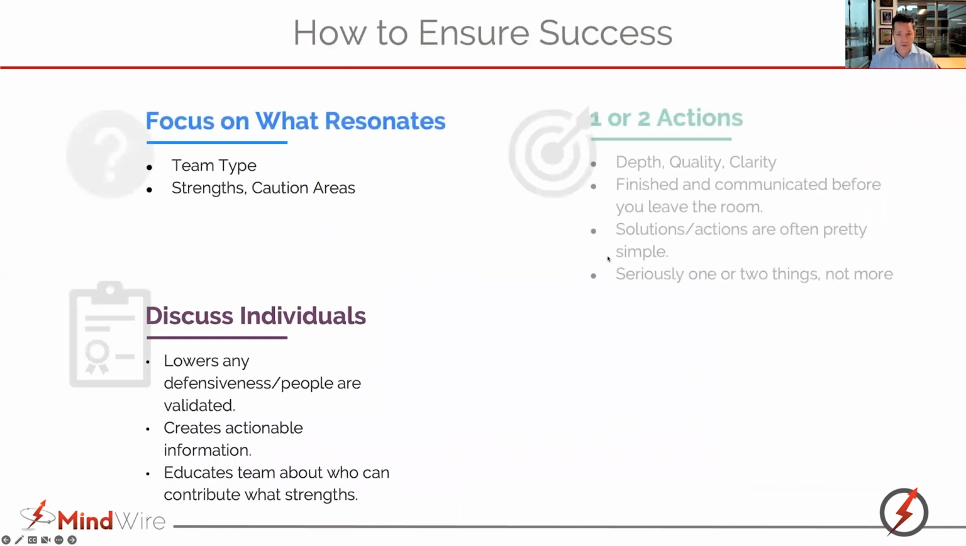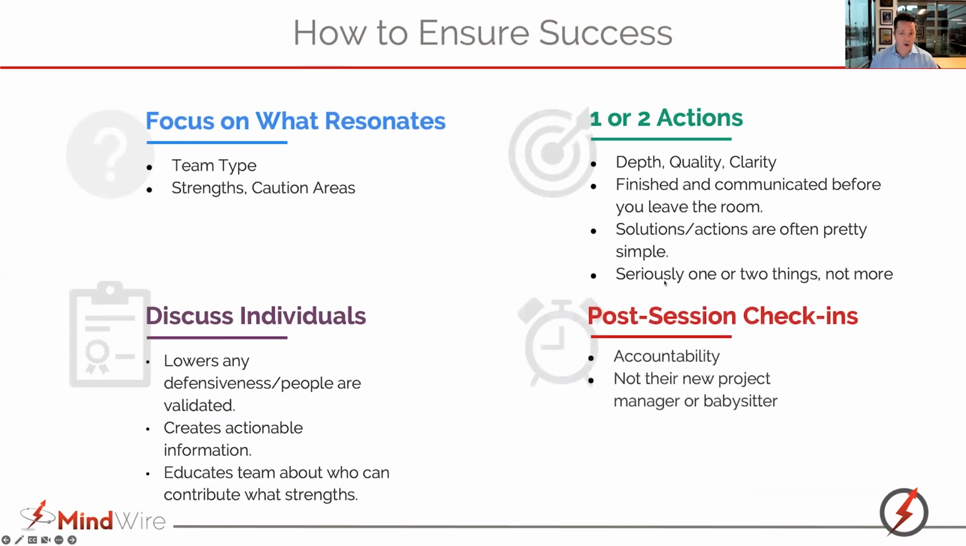So those are some of the best practices, right? One or two actions, that's it. And then how do we have a little accountability after, right? That's where defining what success looks like and who's responsible for what and timeline is so important before you leave the room, so that the team can hold themselves accountable to this one thing and stay on track.